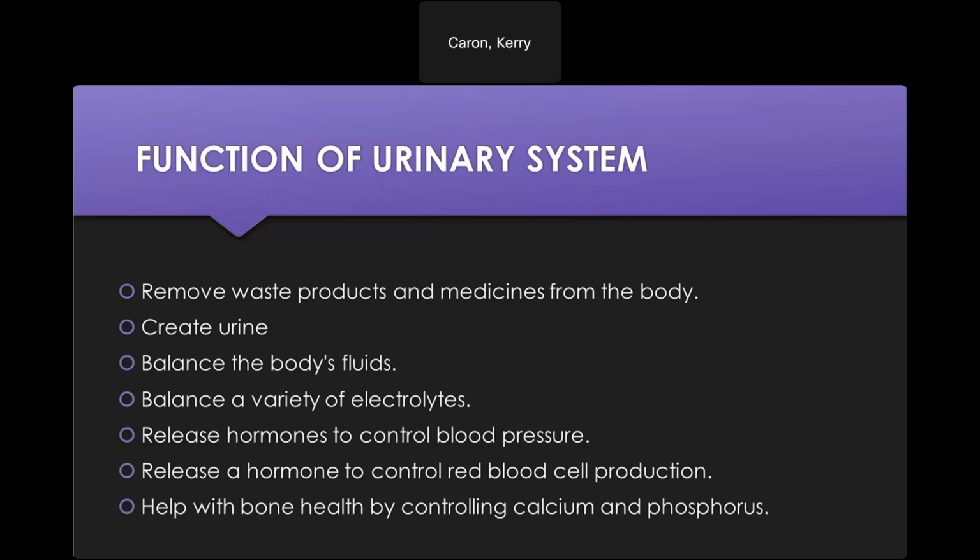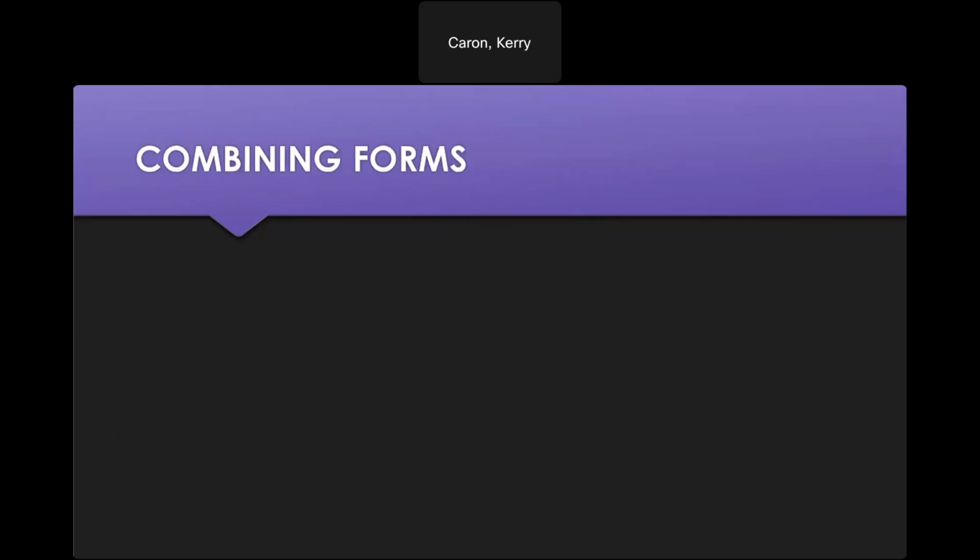Okay. The function of the urinary system is to remove waste products, medicine, create urine, and balance fluids, which indirectly affects blood pressure, directly affects blood pressure and electrolyte balance. It does other things, but for our purposes, that's fine. Combining forms, this is the part where you need to know.